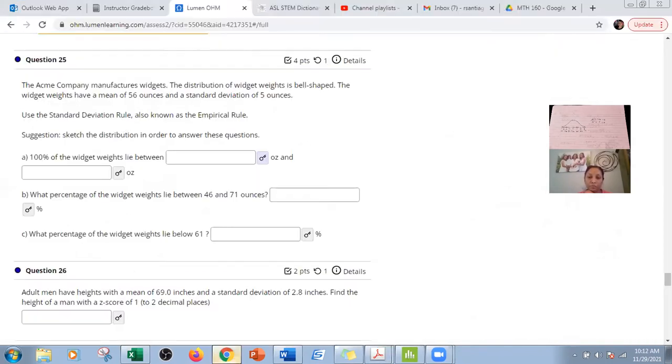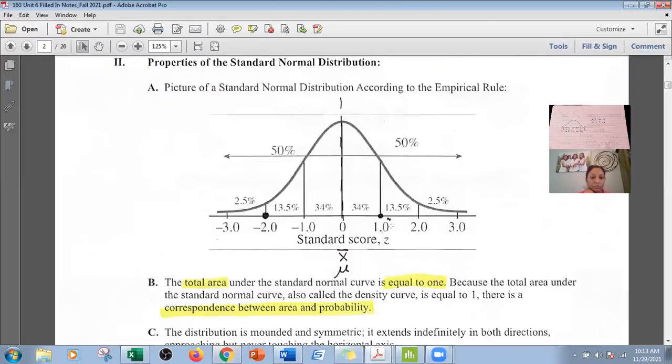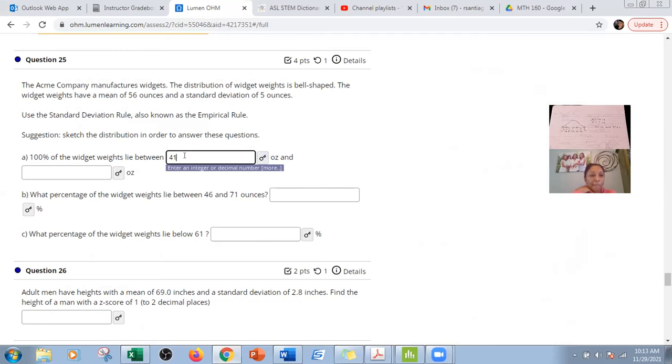So when we look at this question here, it says 100% of the widgets lie between. If we go back to our empirical rule, that's going to be between a -3 and a +3. According to what we drew here, that means 100% of the values are going to fall between 41 ounces and 71 ounces. Are you okay with that part so far? Yeah. Beautiful. So it's going to be 41 ounces and 71 ounces. Again, that's based on the diagram that we drew, and we labeled all of those.